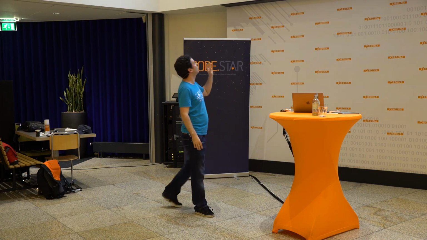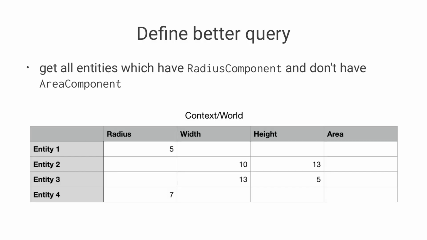So there are two options. First of all, we could define a better query. We could say, get all entities which have a radius component and don't have an area component. In case we have an area component, the entity won't be in the set anymore, therefore the set will be empty. This is an early exit for us. Otherwise, if there is no area, everything is good. Okay?